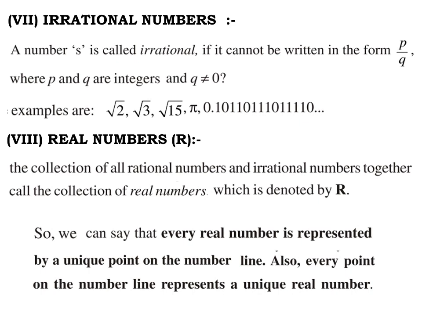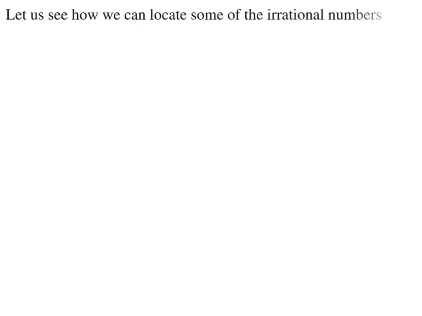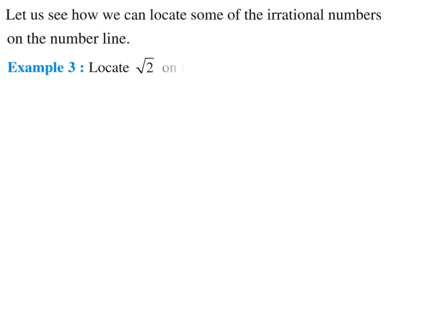Now you can represent 3, 4, 5 or 1 by 2, 1 by 3 on a number line, but how will you represent an irrational number on a number line, like root 2 or root 3? This we will discuss in this video. First of all, we have to see how we can locate some of the irrational numbers on the number line. For that, I am taking example number 3 of your textbook: locate root 2 on the number line. How can we represent root 2 on the number line?